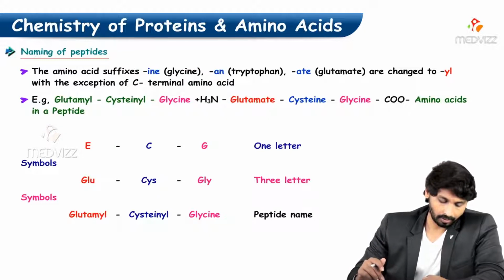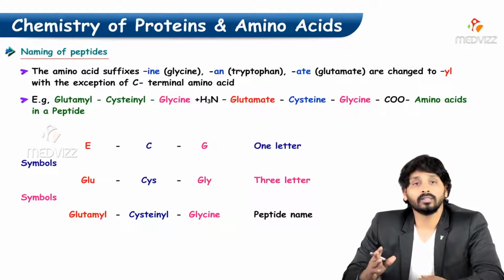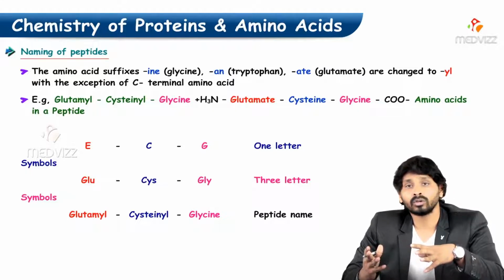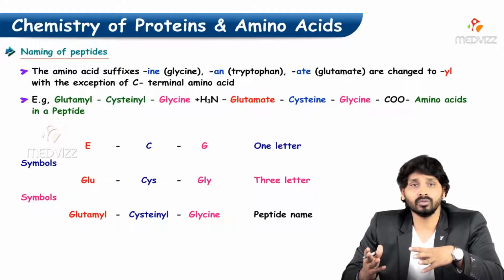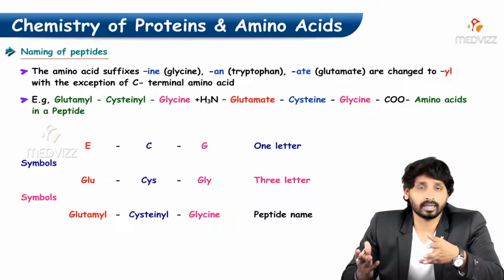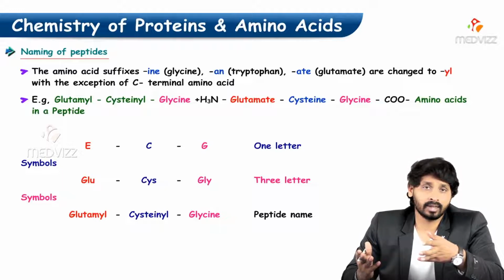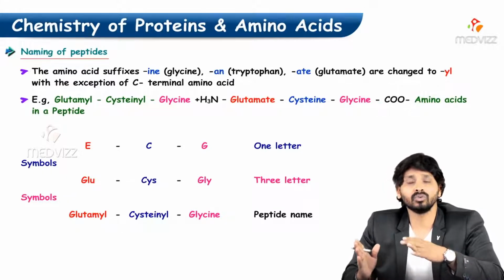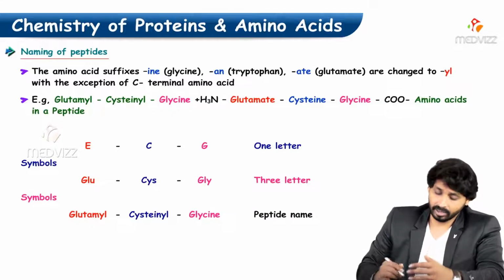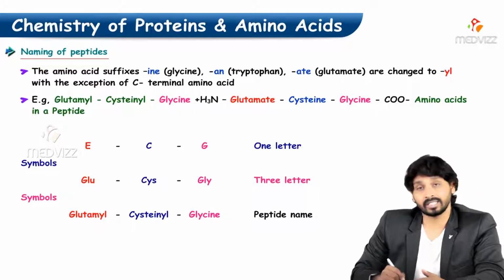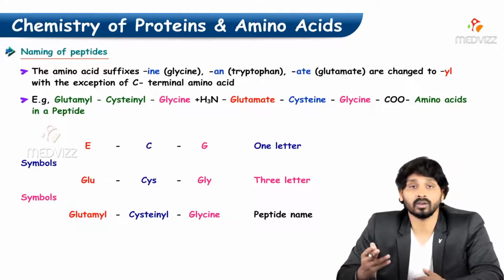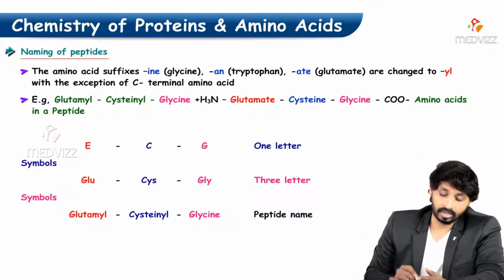If you see this slide, on naming of peptides, the amino acid suffixes such as -ine, -ate and -an are changed to -yl, as in cysteinyl, glycinyl, glutamyl. So cysteine is pronounced cysteinyl, glycine is pronounced glycinyl, and glutamate is pronounced glutamyl.